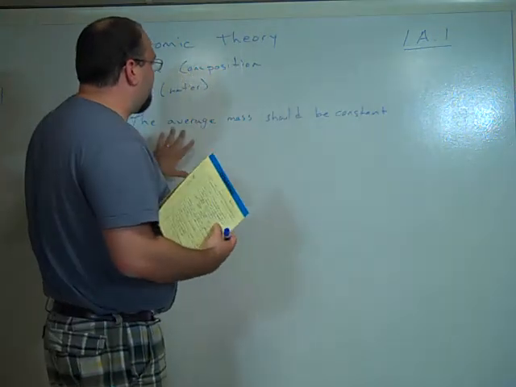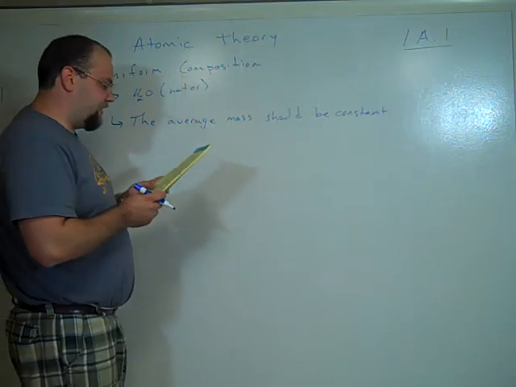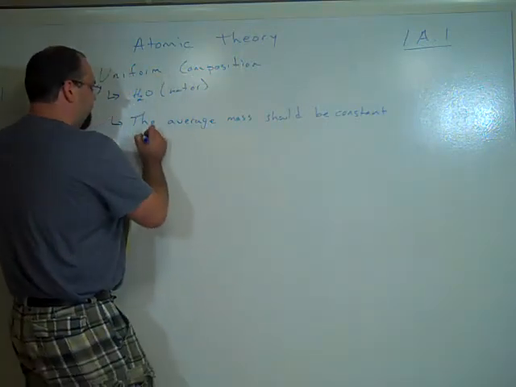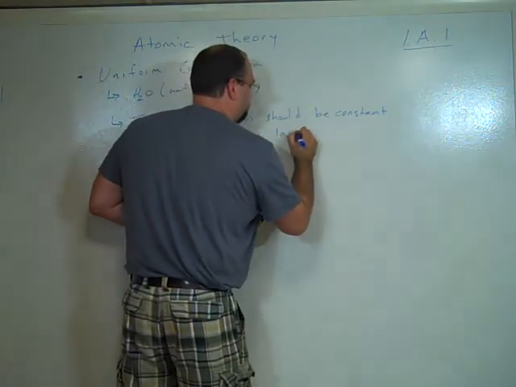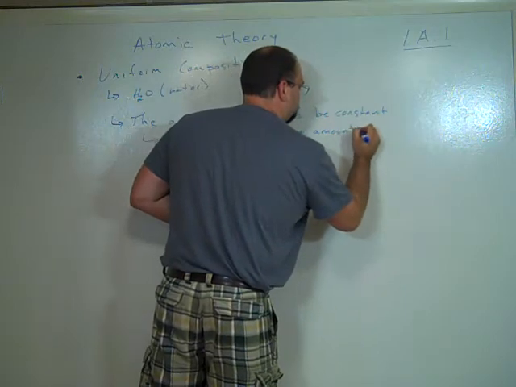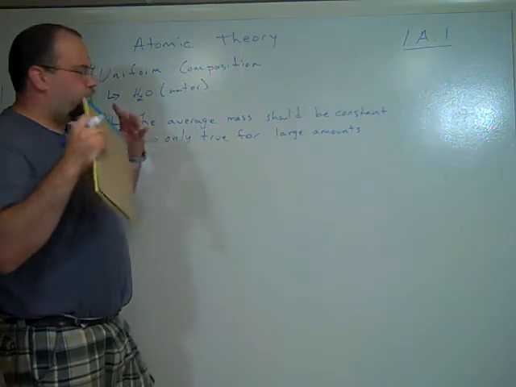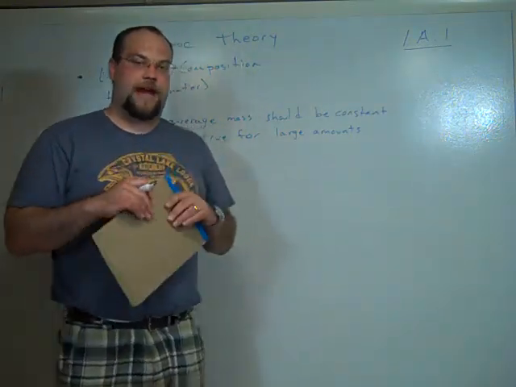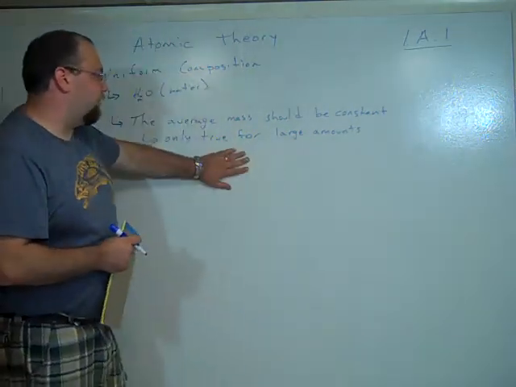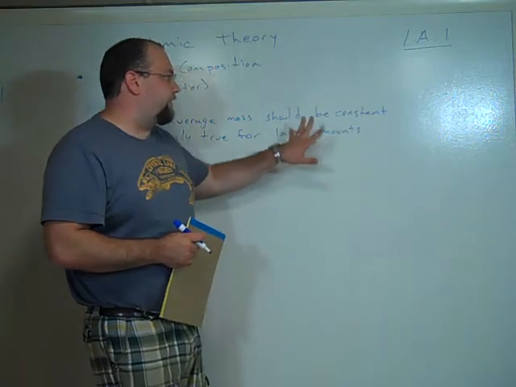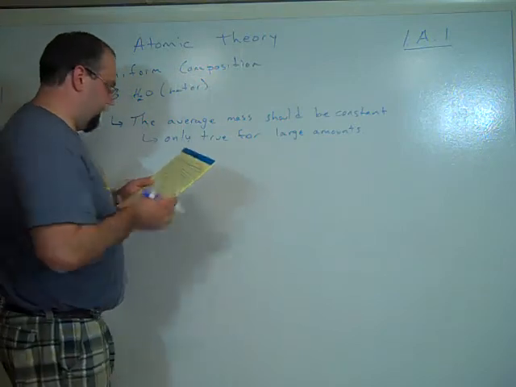The mass of a compound is the same. All right, so one water molecule doesn't weigh a different amount than the other. And once again, that's only true for large amounts. Meaning billions of molecules or billions of atoms. If I have only one, isotopes can cause those masses to vary, but we're looking at large amounts. And the good news is that it's really hard to look at small amounts, so we always look at big amounts. That works out great for us.